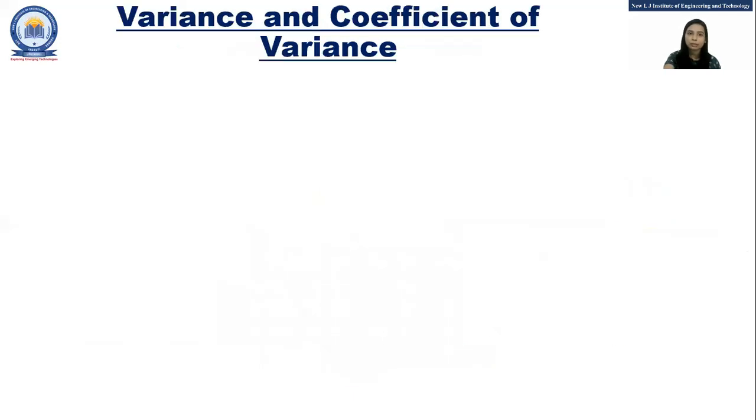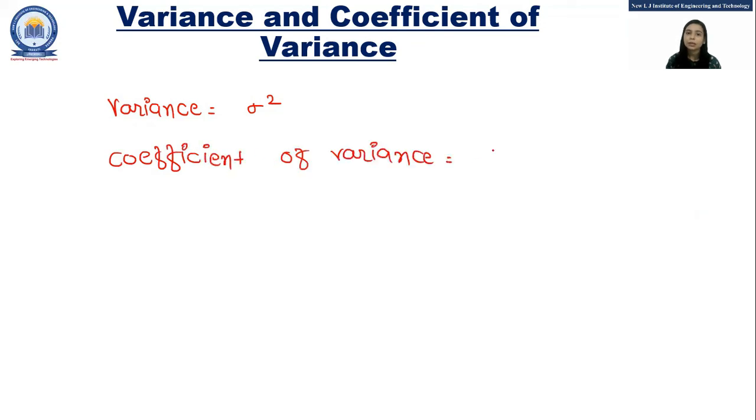Now moving to the next topic, that is the variance and coefficient of variance. Variance is nothing but, as we have discussed, the square of the standard deviation, denoted by sigma square. And coefficient of variance is given by sigma upon x bar into 100. This is used to measure or compare two or more series. Suppose there are three teams A, B, C, and you want to find out which team is more consistent from the data, you can find it through the coefficient of variance.